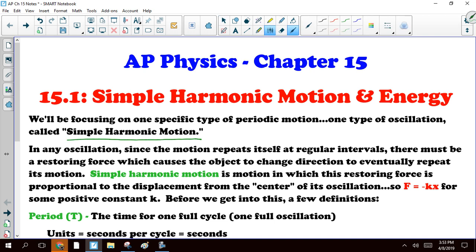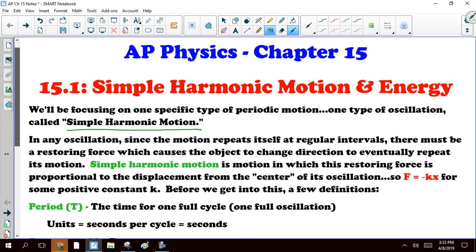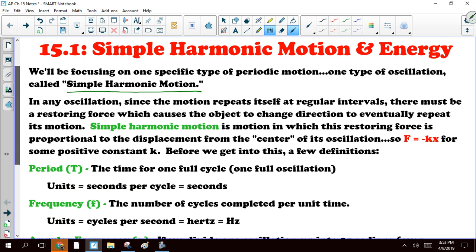So how is simple harmonic motion different from other types of periodic motion? Well, in any oscillation, so imagine a thing oscillating back and forth. So maybe it starts here, and then it goes and oscillates back and forth like this, right? Well, the idea is it's changing direction. Some of the time it's going this way, some of the time it's going that way. It speeds up, it slows down. So there has to be a force causing that change.